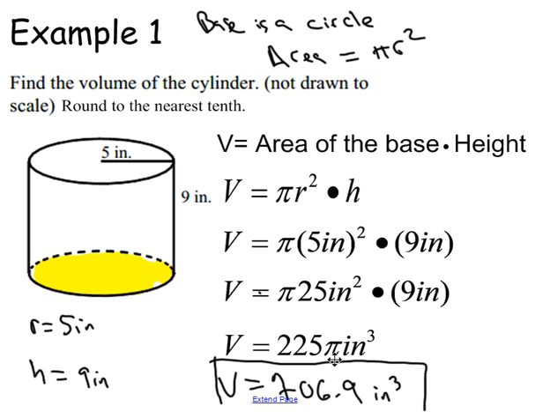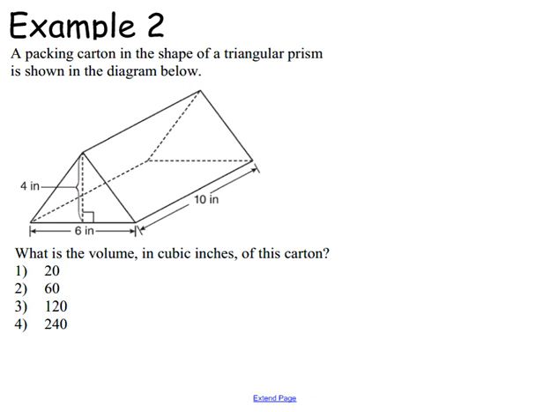You can't leave your answer in terms of pi because it says round to the nearest 10. Okay, example 2. A packing carton in the shape of a triangular prism is shown in the diagram below. What is the volume in cubic inches of this carton?